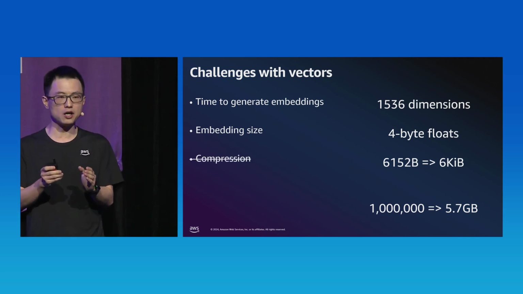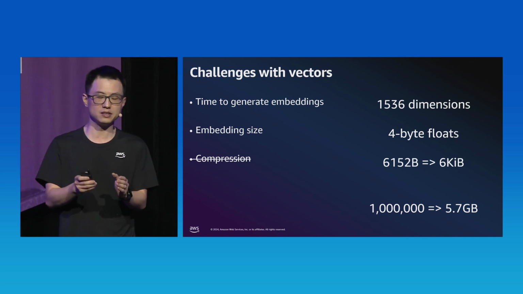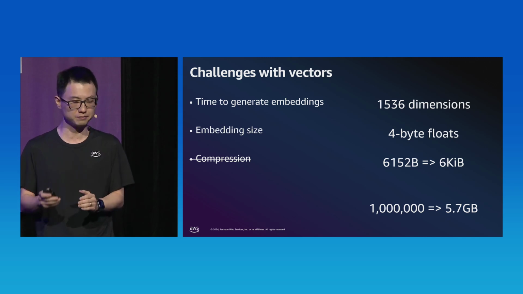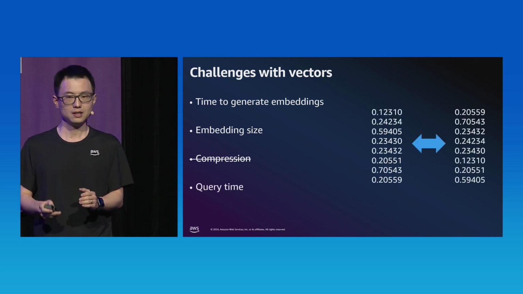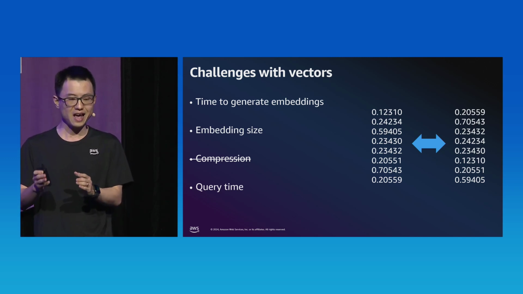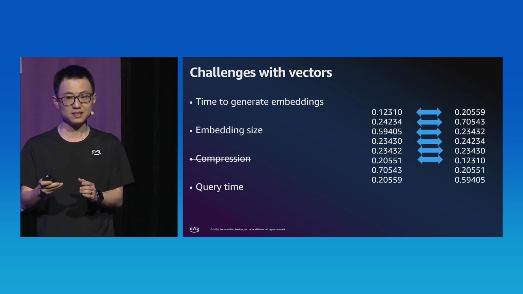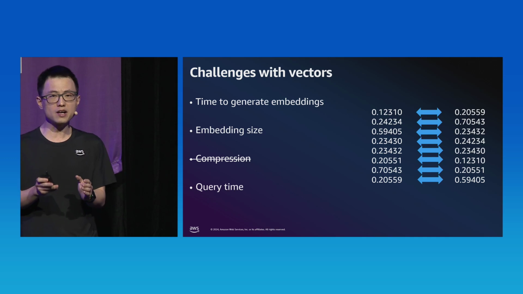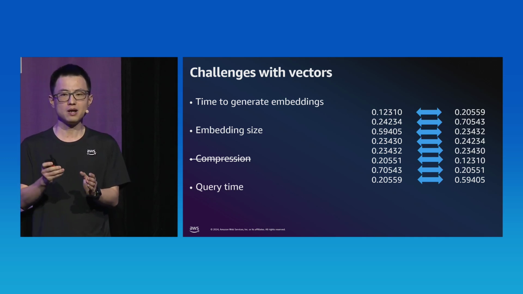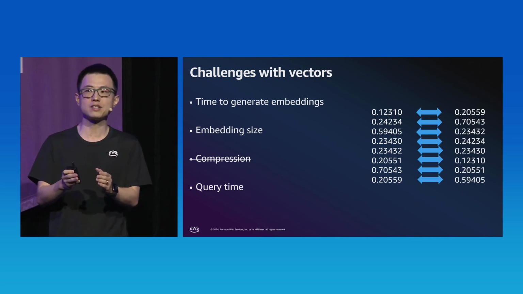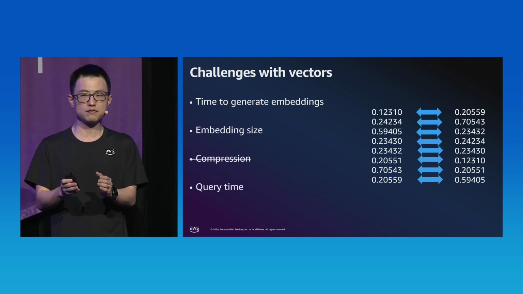Another thing is you can't compress the vector data. That means it's even more challenging to store. Lastly, if you want to perform any query or similarity search, you need to compare each dimension of the vector data, which will definitely cost a lot of time. To overcome these challenges, we usually use an off-the-shelf vector database like PostgreSQL, as well as embedding models from Amazon Bedrock.